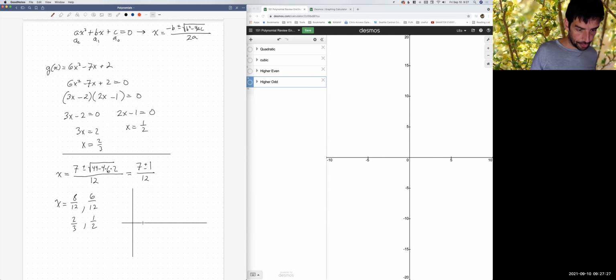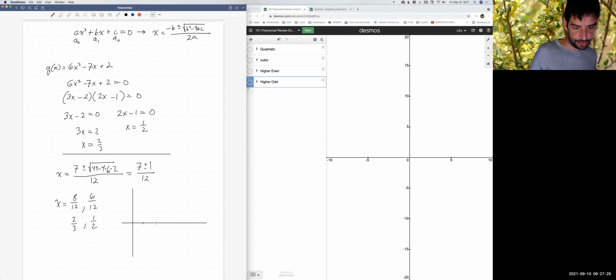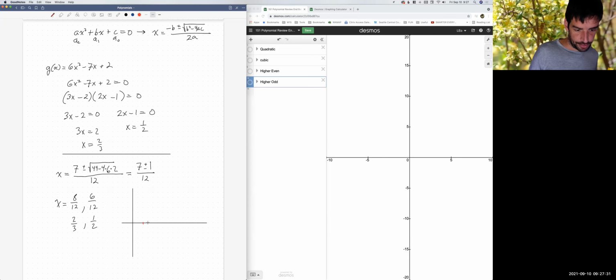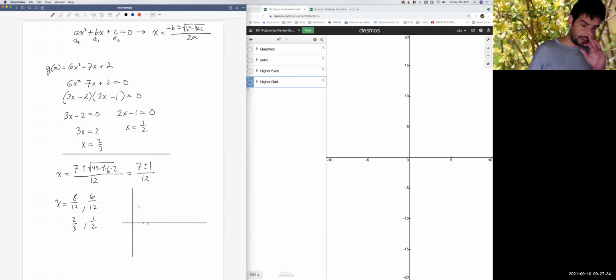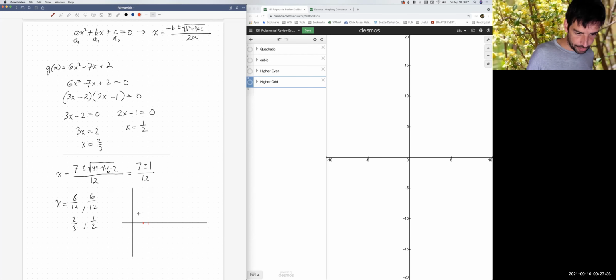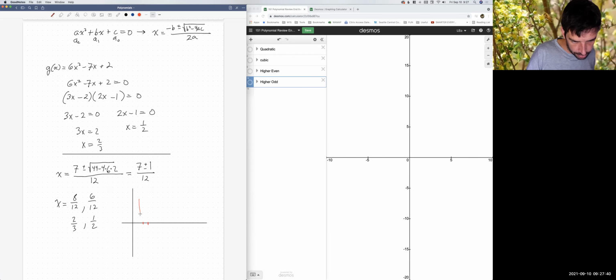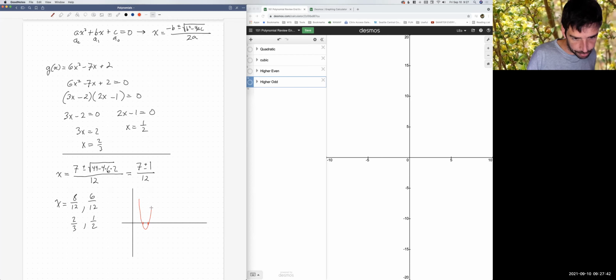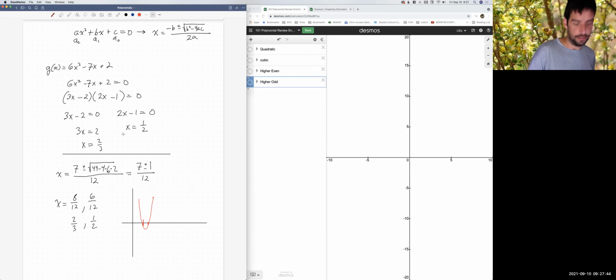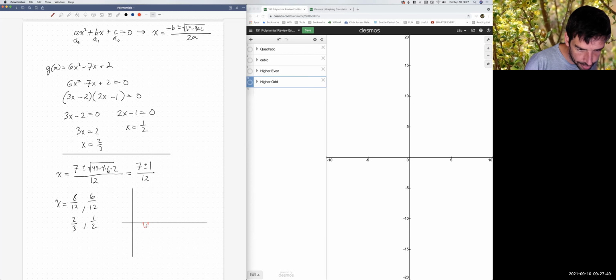Here's my two zeros. I'm going to call this 1/2. 2/3 might be somewhere over here. And so I know, actually, this is fine. I know this is a parabola. I missed, but it's facing up. Let's do that again. It's a parabola facing up.